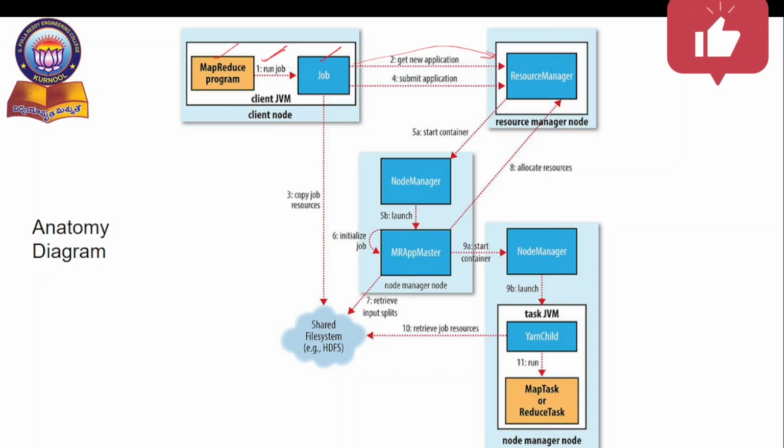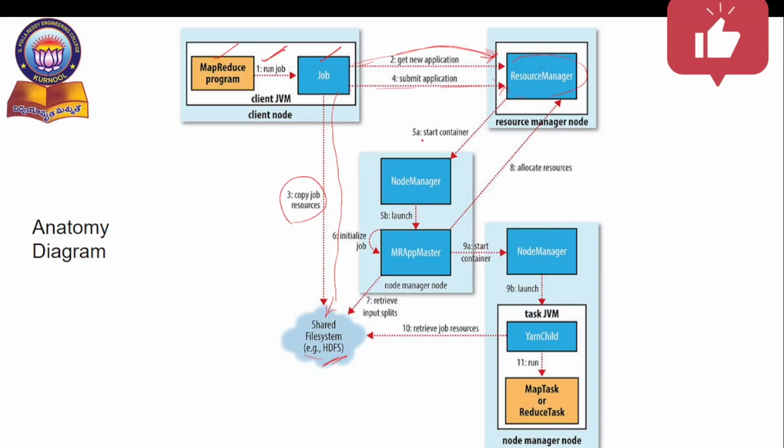Now the client node requests for getting a new application. Once it has been given by the resource manager, the job again contacts the shared file system where the resources are available. Now in this phase, third step, it copies the job resources from the HDFS. Once it has been copied, after taking those job resources, it again submits the application to the resource manager for further processing. That is, it will now allocate resources to the job.